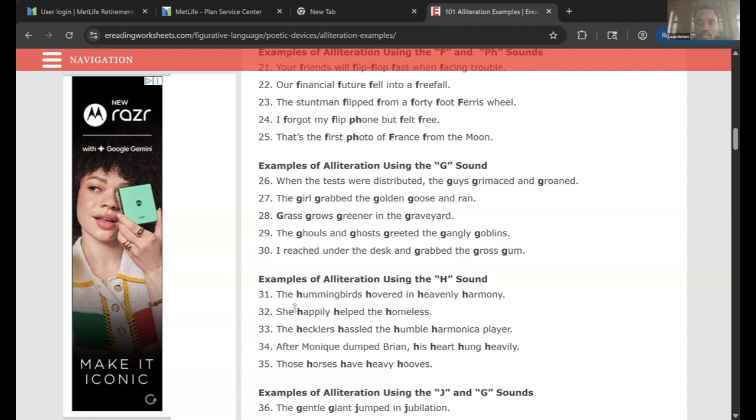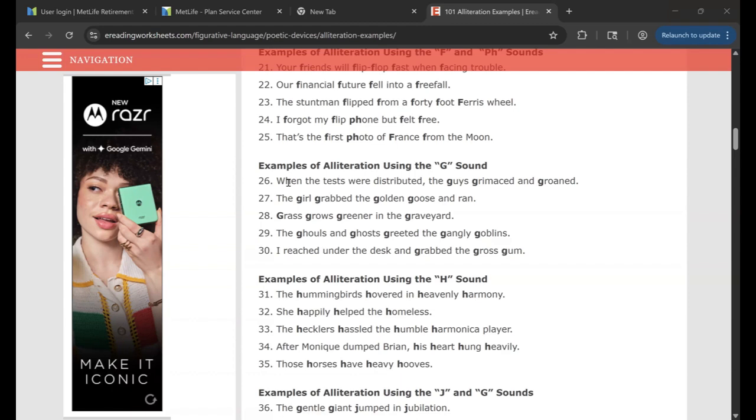So the example we did from 26 to 30. 26. When the tests were distributed, the girls grimaced and groaned.